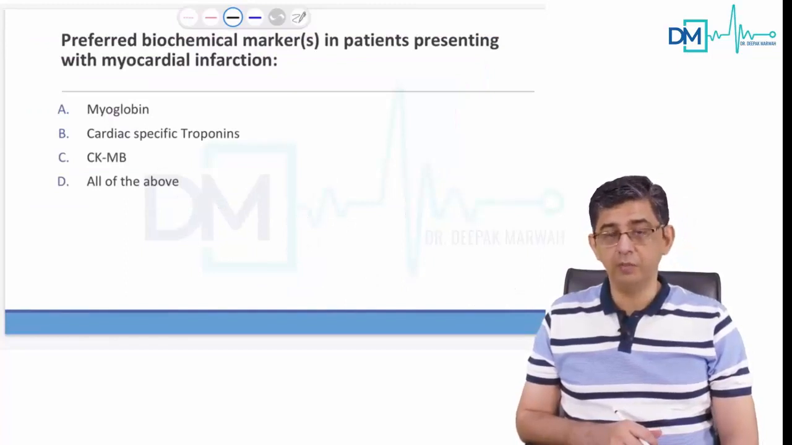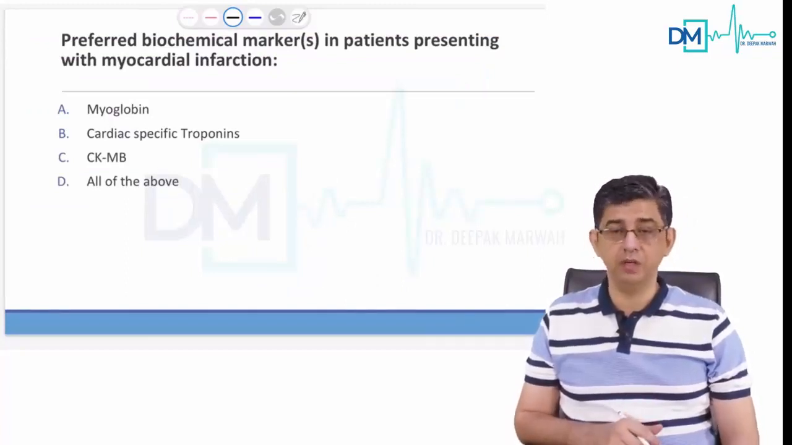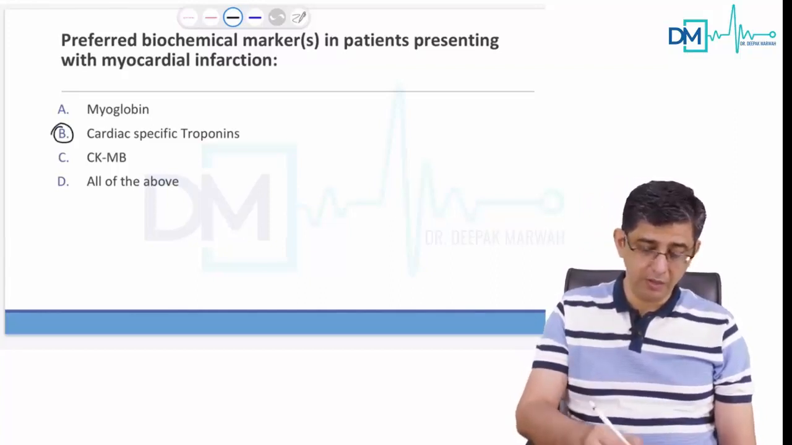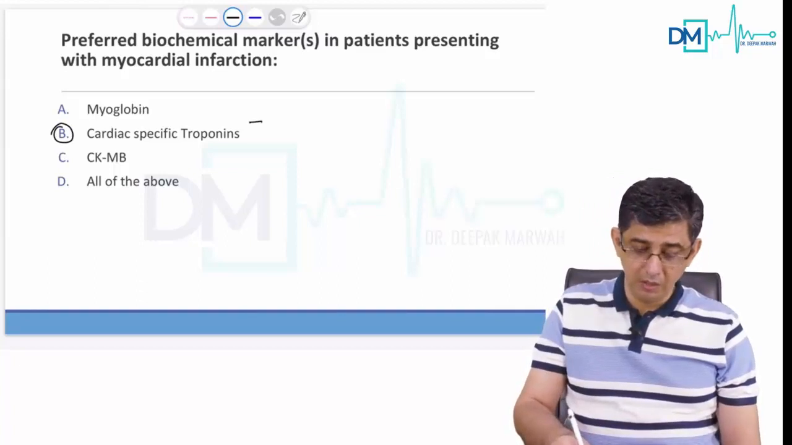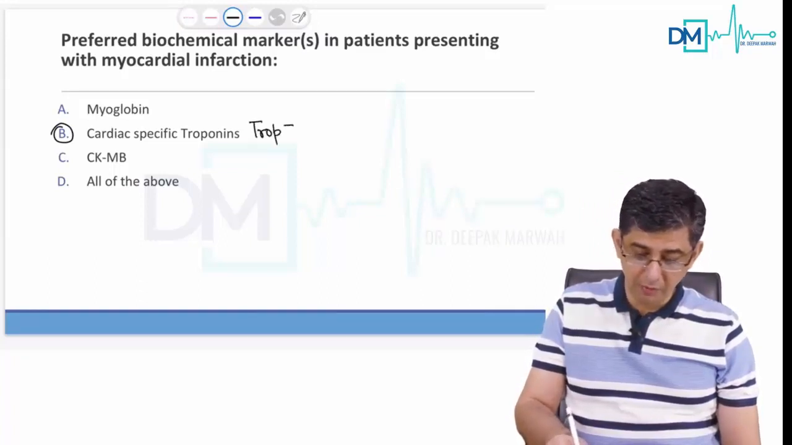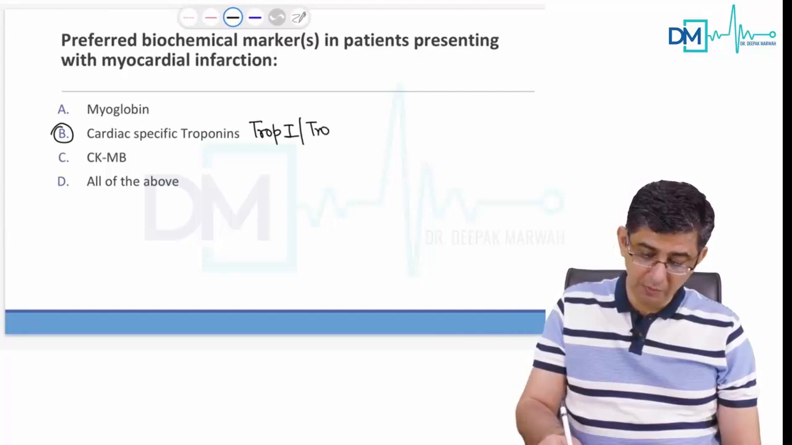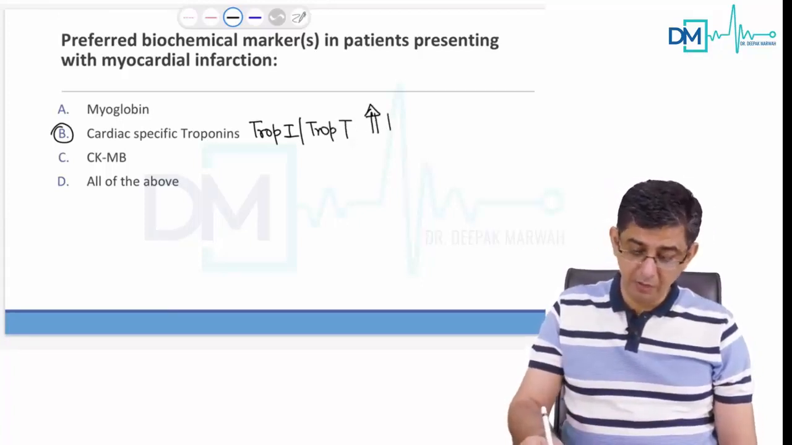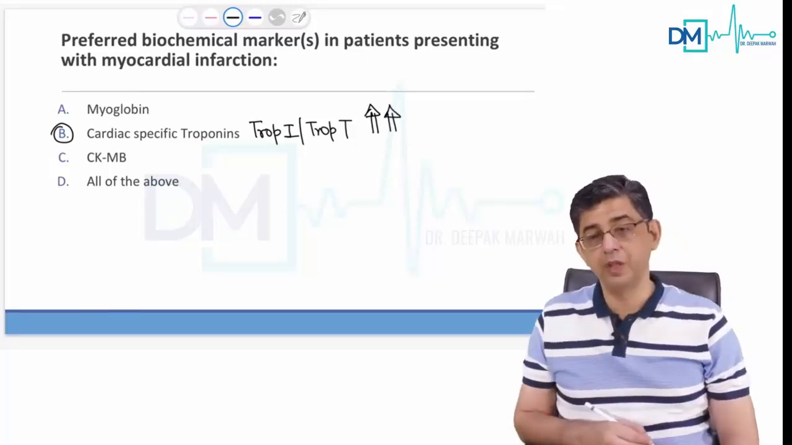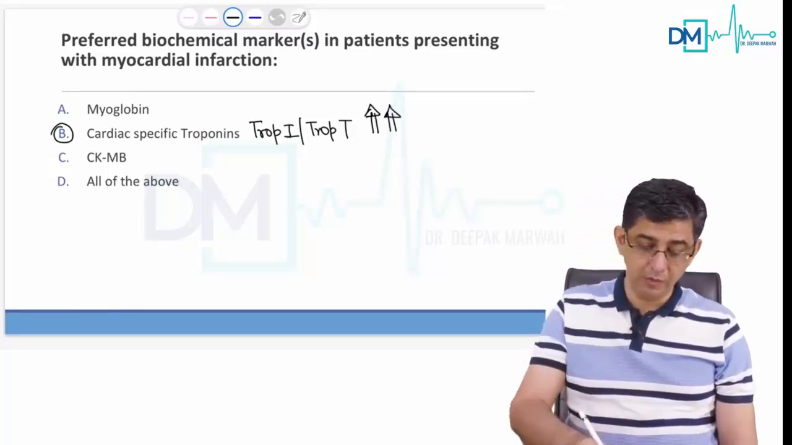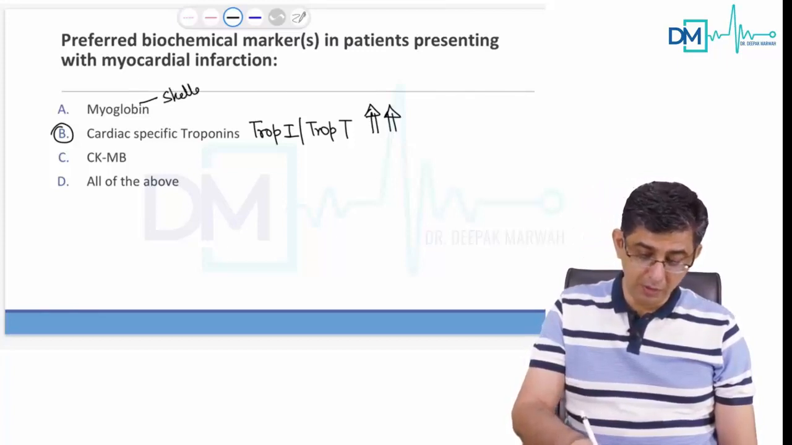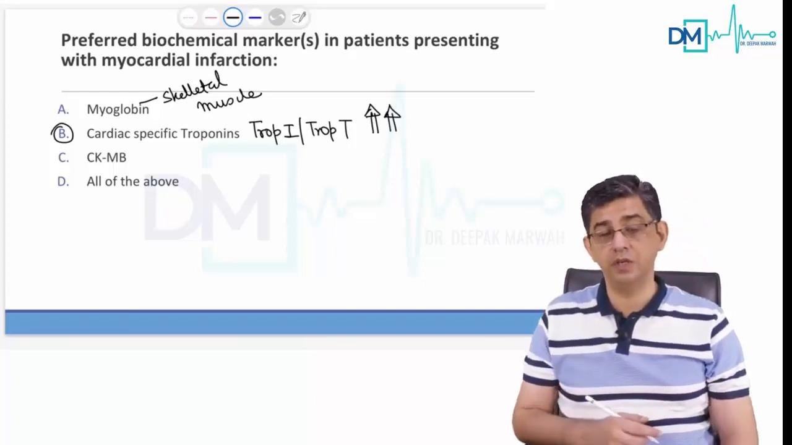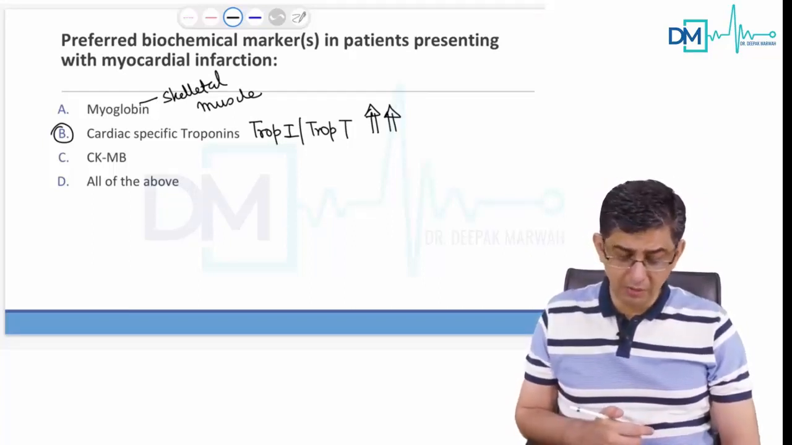The preferred biochemical marker in patients presenting with myocardial infarction. The best test for diagnosis of MI is beta, that is cardiac specific troponins. In MI patients, the values of troponin I or troponin T can be estimated using standard commercial kits, and these values will be very highly elevated because of necrosis in the heart. Myoglobin is not a good test because myoglobin is present in skeletal muscle also. So if myoglobin is elevated, I will not know whether it is the skeletal muscle or the cardiac muscle that is damaged.